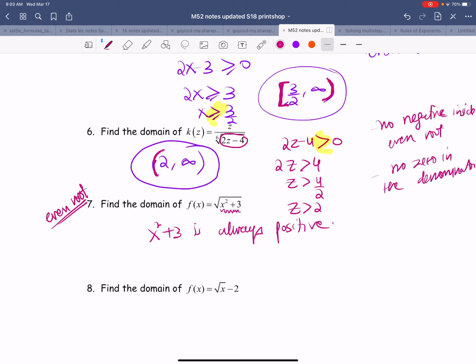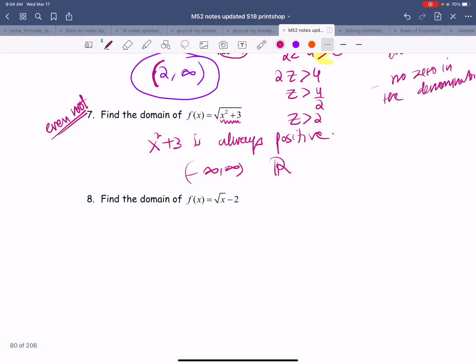That means we're going to have no worries about any values of x that will give us a negative inside the even root. So there's no issue with that. x squared plus 3 is always positive. That means my domain will be negative infinity to infinity. You can also write it as all real numbers. That means any value of x can be plugged in here, and we would still have a real output. Because even if your x is negative, x squared is not going to be negative, plus, when you add 3 to it, you're always going to be positive.